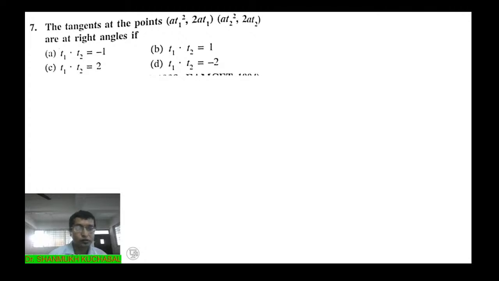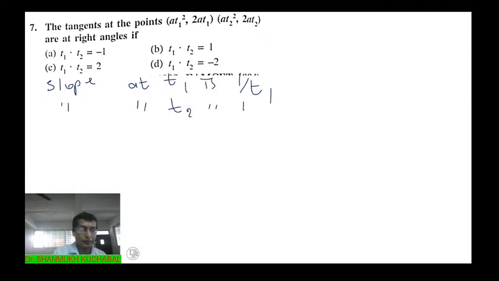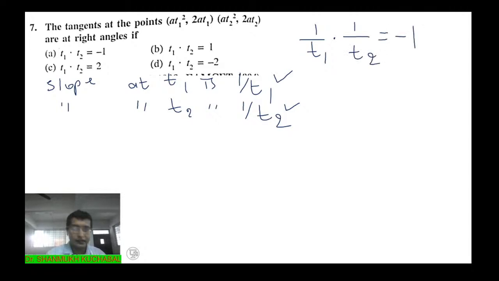Now we will find the slope of the tangents. So we write the slope of the tangent at t1 is 1 by t1 and the slope of the tangent at t2 is given by 1 by t2. Now the tangents are at right angles. So these are two slopes which are at right angle. That means if you multiply these two slopes, we get the answer as minus 1.